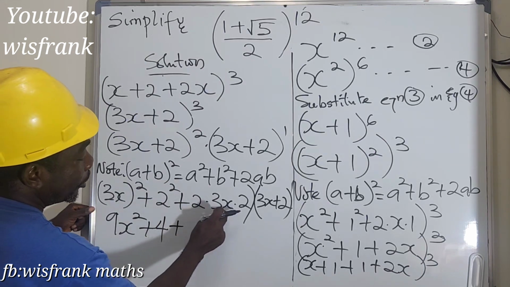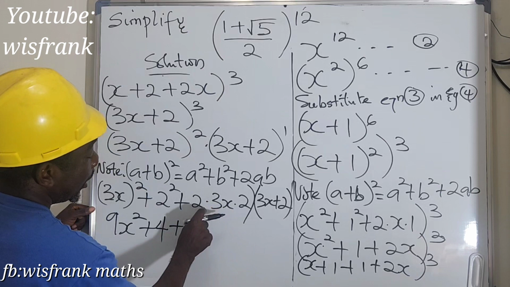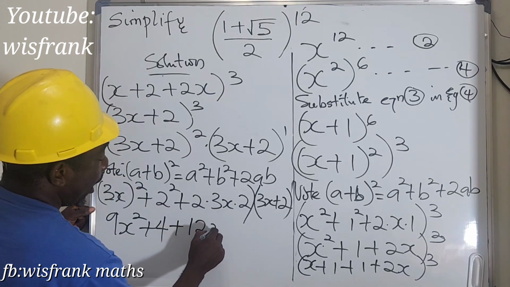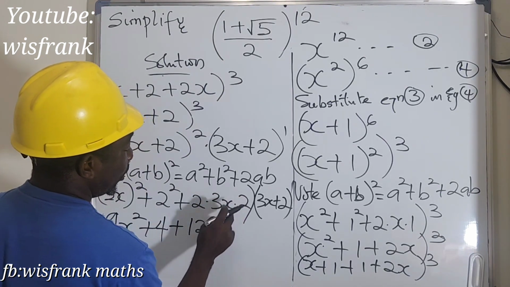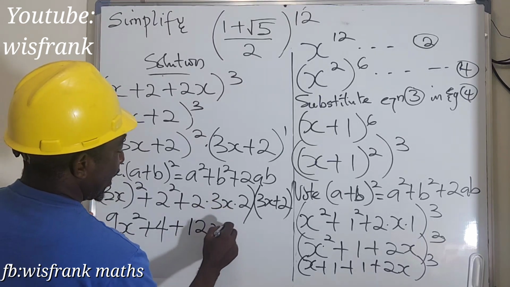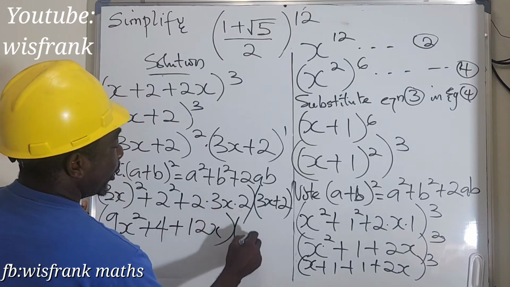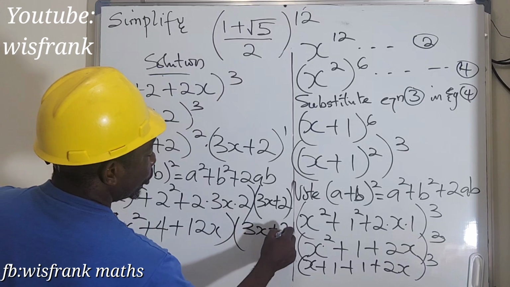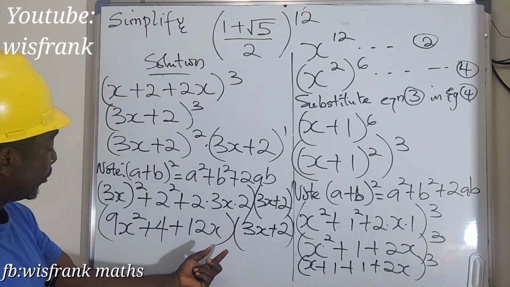Then plus 2 times 2 times 3x is equal to 12x. 2 times 3 is 6, times 2 is 12, then times x is x. So we have this, then we bring down 3x plus 2. So this is what we have now.